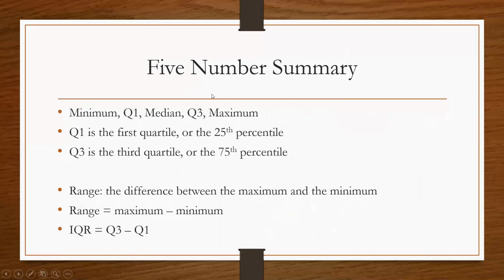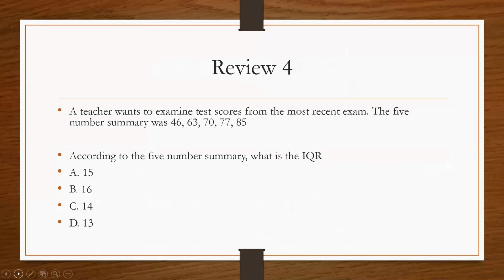So the 5-number summary. You've got the minimum, the first quartile, the median, the third quartile, and the maximum. Think of the minimum as 0, the first quartile as 25, the median as 50, the third quartile as 75, and the maximum as 100. The 2 real equations they're going to ask you to use these numbers for are the range, which is basically the maximum minus the minimum, or the IQR, which is Q3 minus Q1. So with that, I gave you a 5-number summary right here. Just determine what the IQR is.